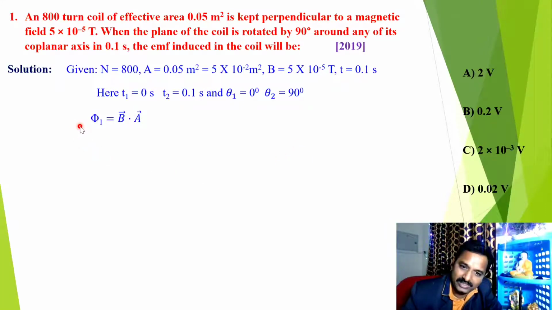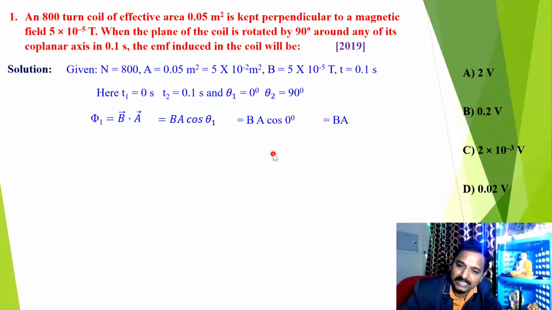At initial, when theta is equal to 0 degrees, the magnetic flux I will consider phi1, that is phi1 is equal to B dot A. B dot A means BA cos theta 1. Here theta 1 means 0 degrees. If I substitute 0 degrees, I will get BA cos 0 degrees. Here cos 0 means 1. So we will get BA. It is for 1 turn. For N turns, phi1 is equal to N into BA.